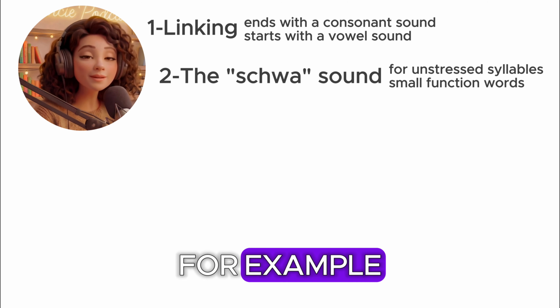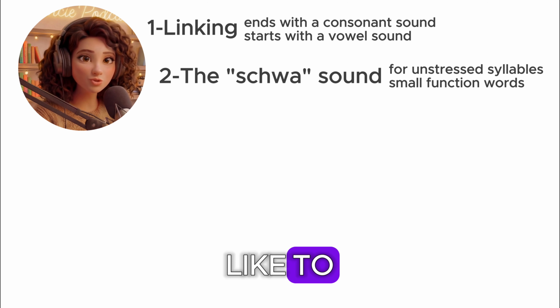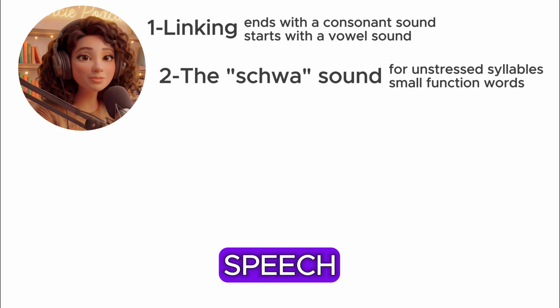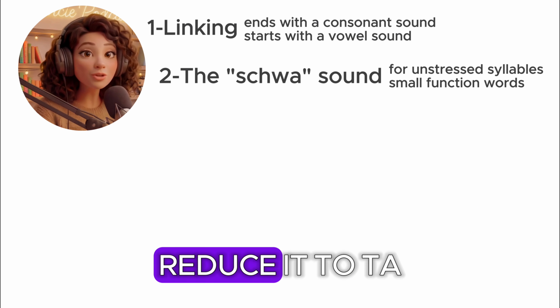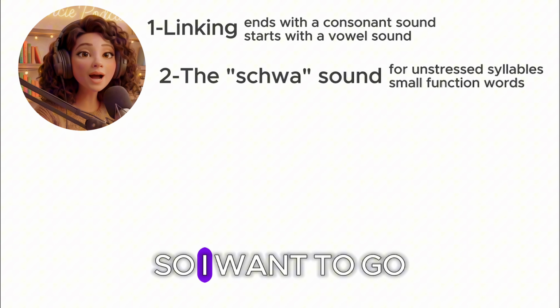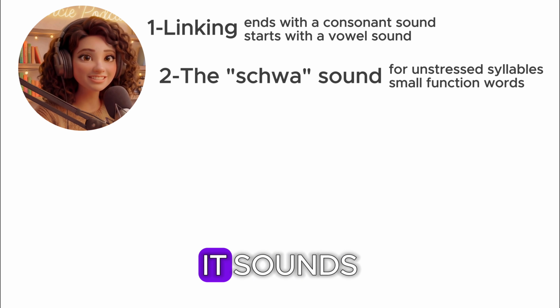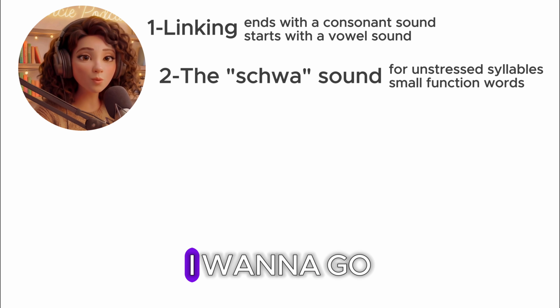For example, the word "to." You probably learned to pronounce it like "too," with a clear oo sound, right? But in natural speech, especially in the middle of a sentence, we usually reduce it to "tuh." So "I want to go" doesn't sound like "I want too go." It sounds more like "I want tuh go," or even "I wanna go."